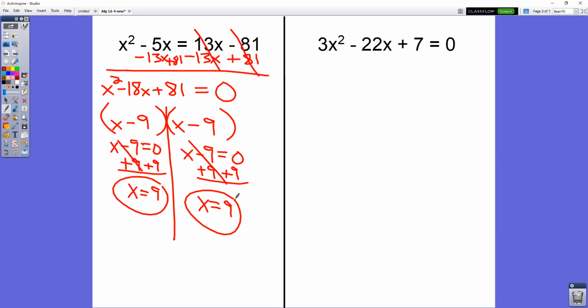What would this look like as a graph? Well, as a graph, 1, 2, 3, 4, 5, 6, 7, 8, 9, you would have your parabola, the base of your parabola right there. So it only has one x-intercept. There's only one root. There's only one 0 because these end up being the same.